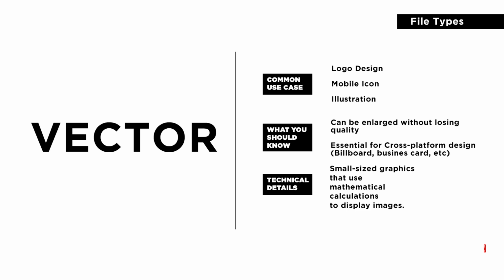So what are the file types that we have? Let's check them. Number one, we have vectors. The common use cases of vectors are for logo designs, for mobile accounts, and for illustrations. The reason they are called vectors is because they can be enlarged without losing quality. Because of this, they are described as small graphics that use mathematical calculations to display images. Most common types are Adobe Illustrator and EPS.